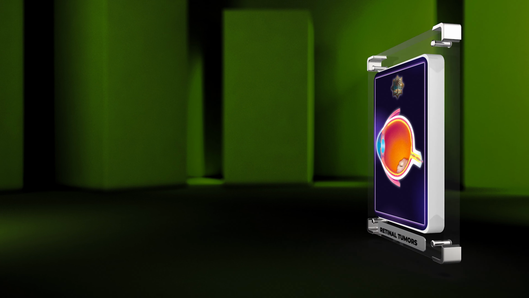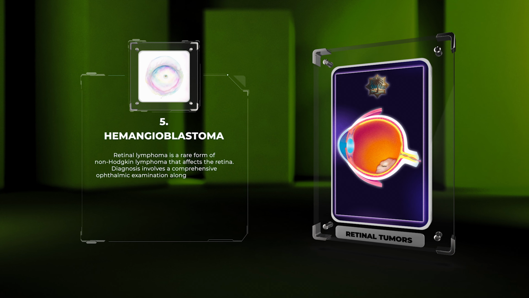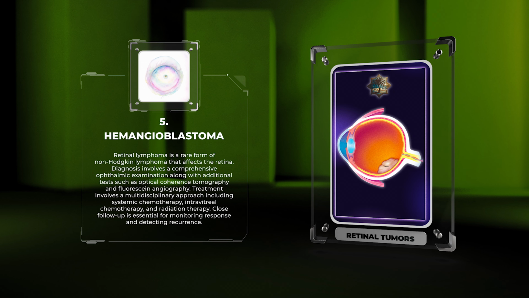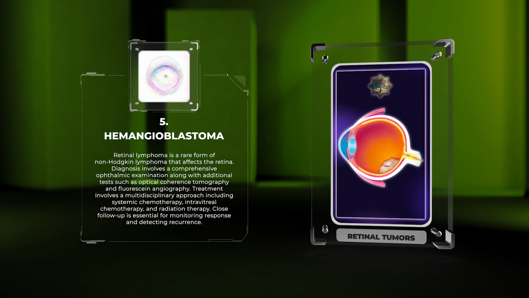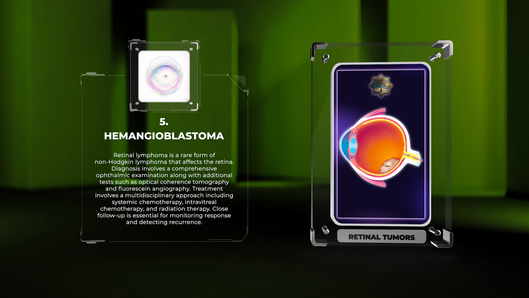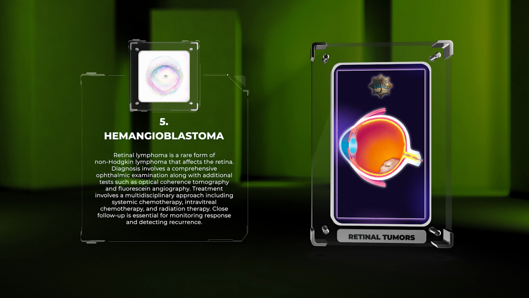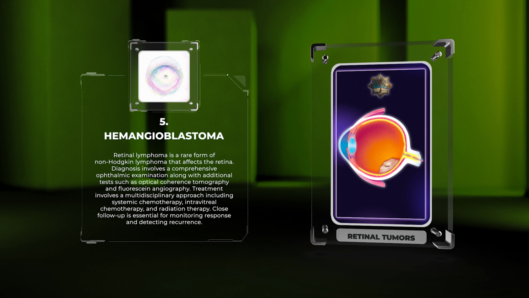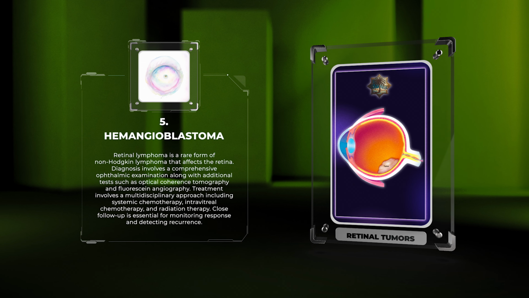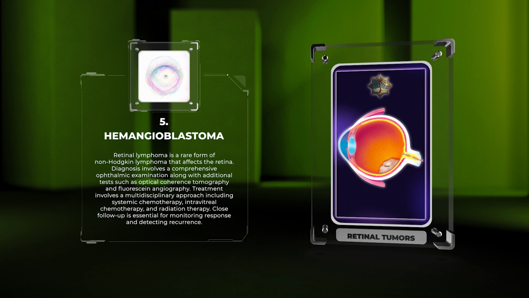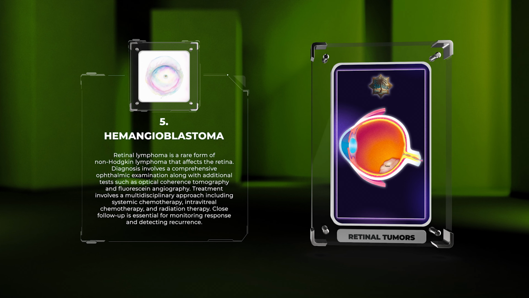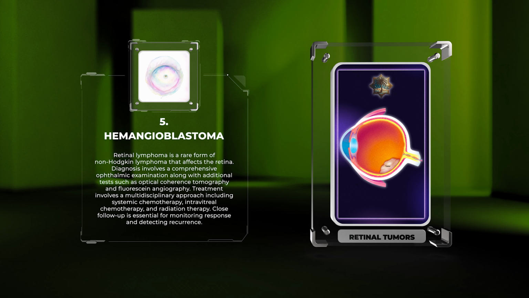Retinal lymphoma is a rare form of non-Hodgkin lymphoma that affects the retina. Diagnosis involves a comprehensive ophthalmic examination along with additional tests such as optical coherence tomography and fluorescein angiography. Treatment involves a multidisciplinary approach including systemic chemotherapy, intravitreal chemotherapy, and radiation therapy. Close follow-up is essential for monitoring response and detecting recurrence.